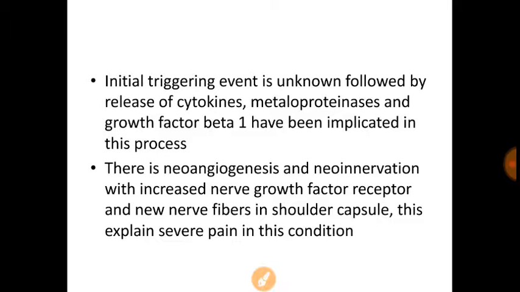The initial triggering agent is not known, followed by the release of cytokines, metalloproteinases, and growth factor beta 1 has been implicated in the early process. Followed by this, there is neoangiogenesis and neoinnervation with increased nerve growth factor receptor and new nerve fiber formation in the shoulder capsule. This explains the severe pain in this condition.